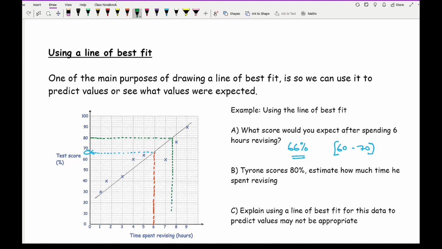Using a ruler would definitely be essential here. So we work it out as being 7.6 hours. And that would be my final answer.